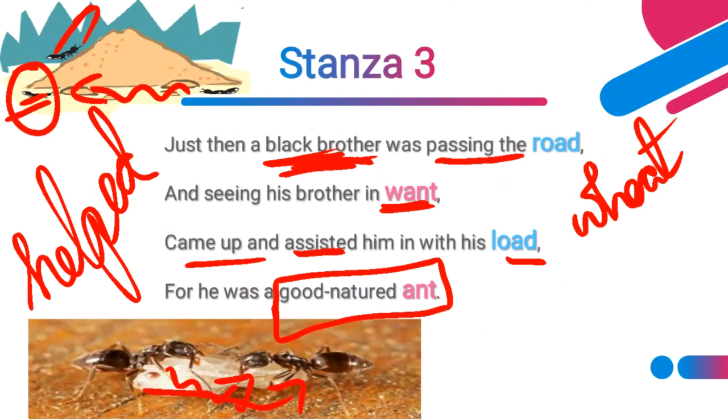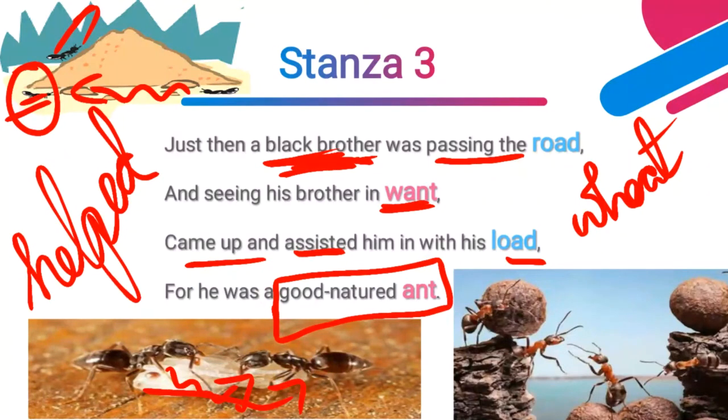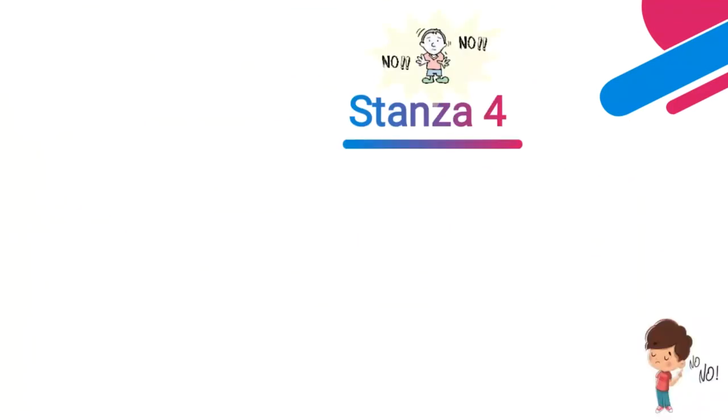Now, look at this picture, my dear children. What can you see in this picture? The ants are helping each other. So, what's the value you are learning from ants? Yes, helping mind. Then let's move on to stanza 4.